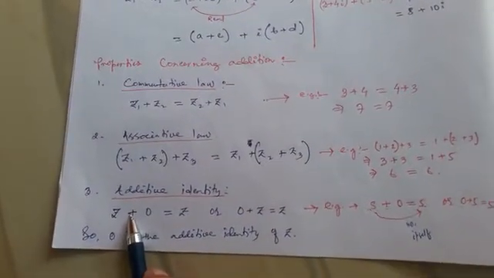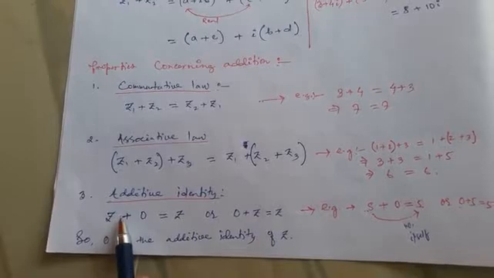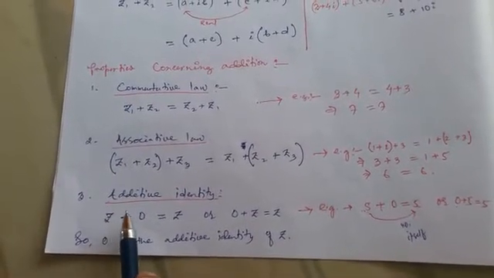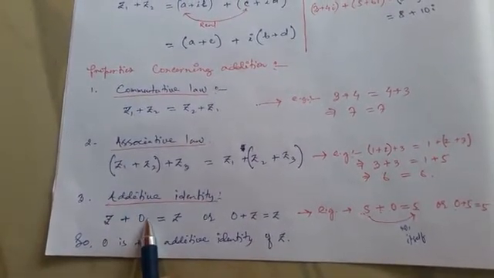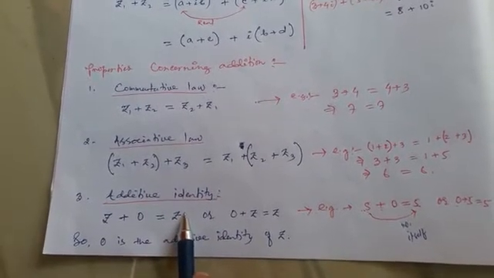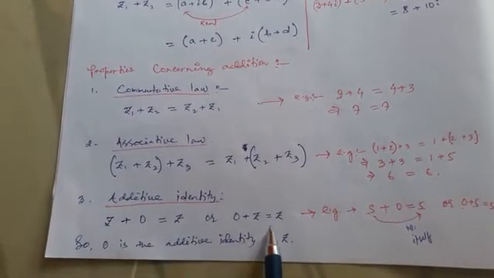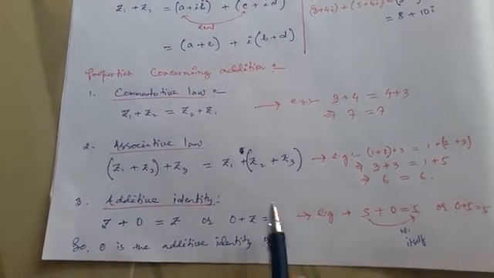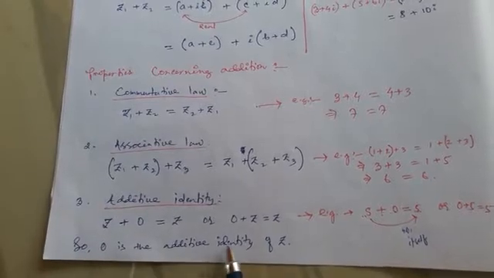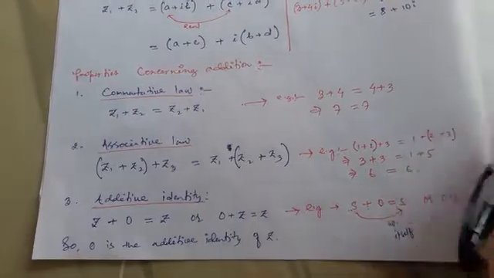Here also we have to do the same. Any complex number will do addition with another number, and we have to get the number itself, the complex number itself. That means what number do we have to add? 0, or 0 plus z is also z. So 0 is the additive identity of the complex number.